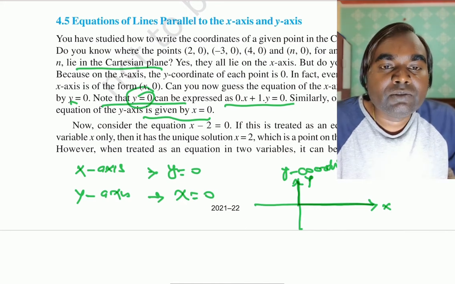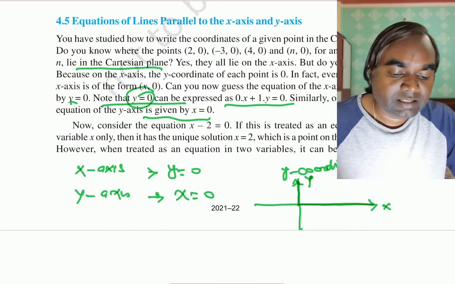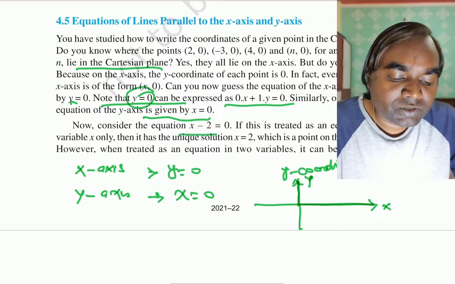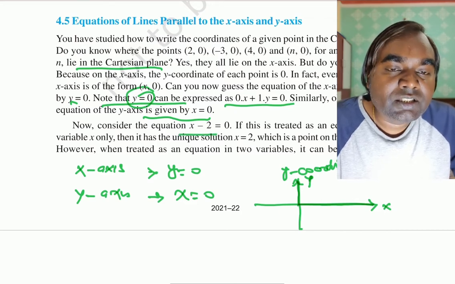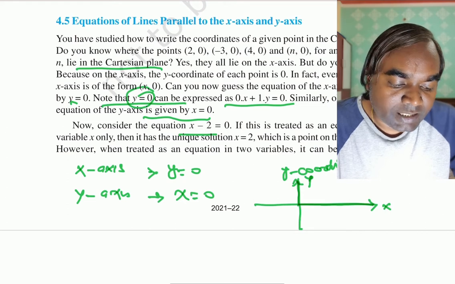The y is equal to 0 means the x-axis and x is equal to 0 means the y-axis. Now consider the equation x minus 2 is equal to 0. Obviously its solution is x is equal to 2, which is a point on the number line.